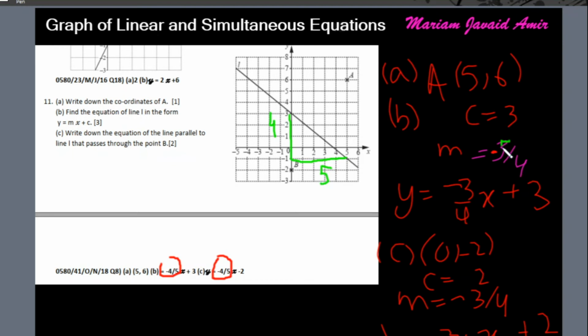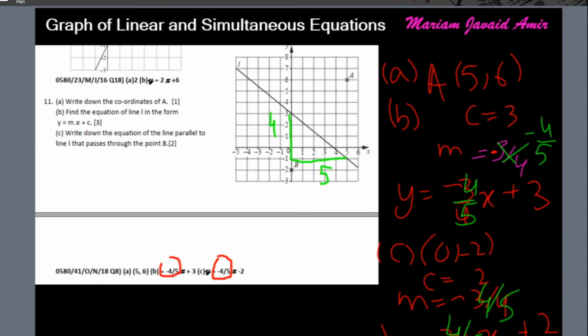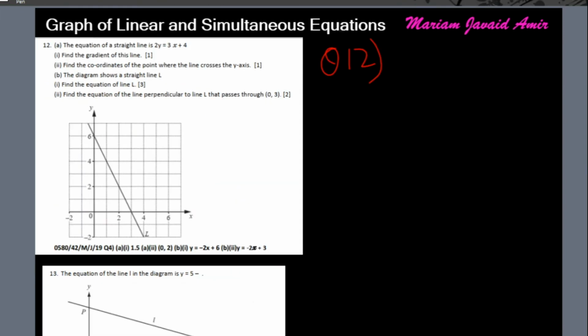This is minus 4 over 5. So minus 4 over 5 for the slope here, and here as well minus 4 over 5, and the final answer is y equals minus 4 over 5 x plus 2. Alright, question 12.